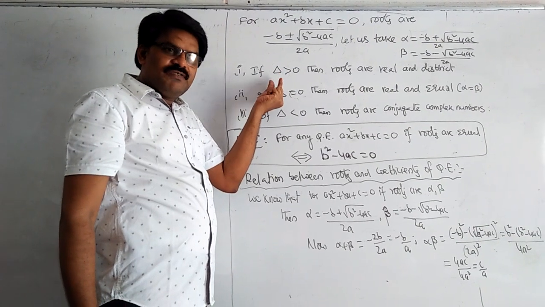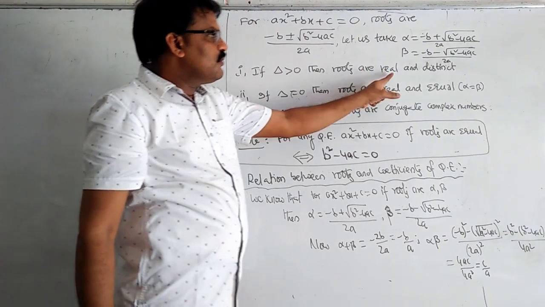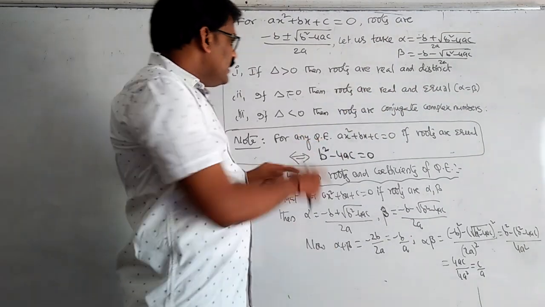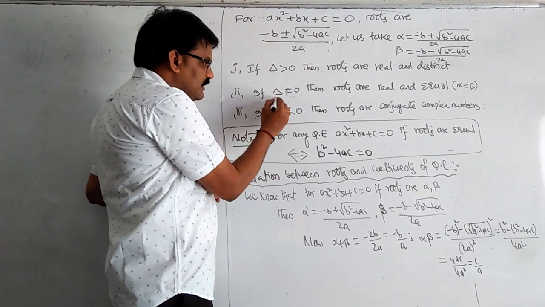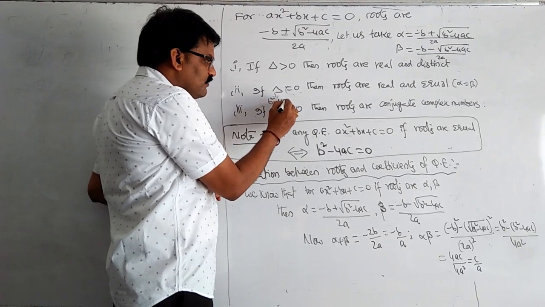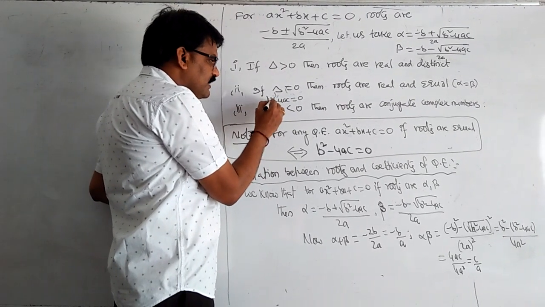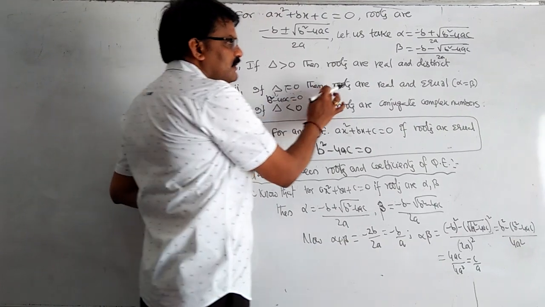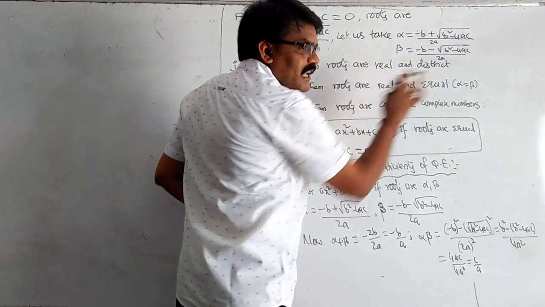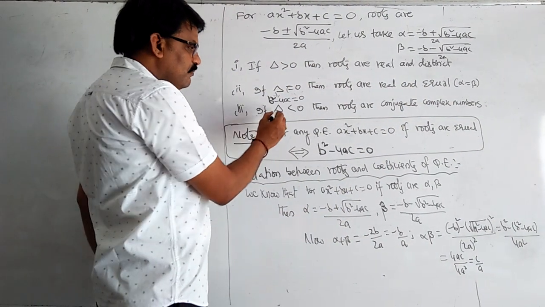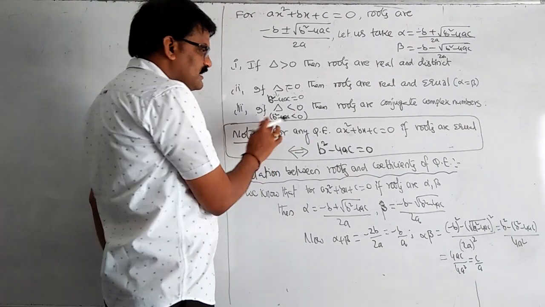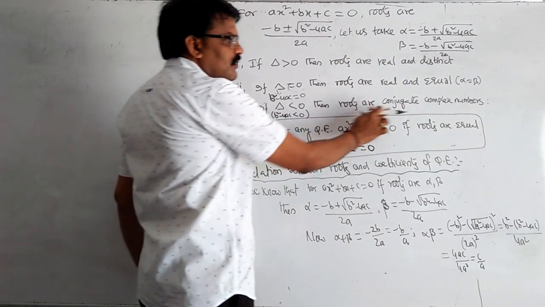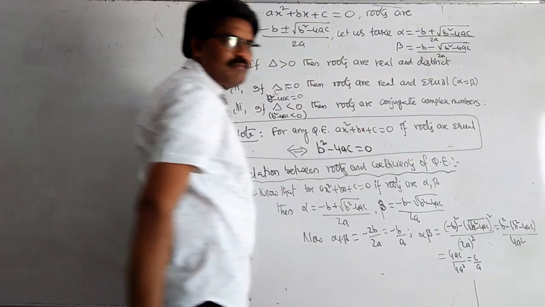We know that if delta is positive, then the roots are real and distinct. Delta means b square minus 4ac. When this b square minus 4ac value is equal to 0, then the roots are real and equal. That means alpha is equal to beta. In the same manner, if b square minus 4ac is less than 0, then the roots are conjugate complex numbers.